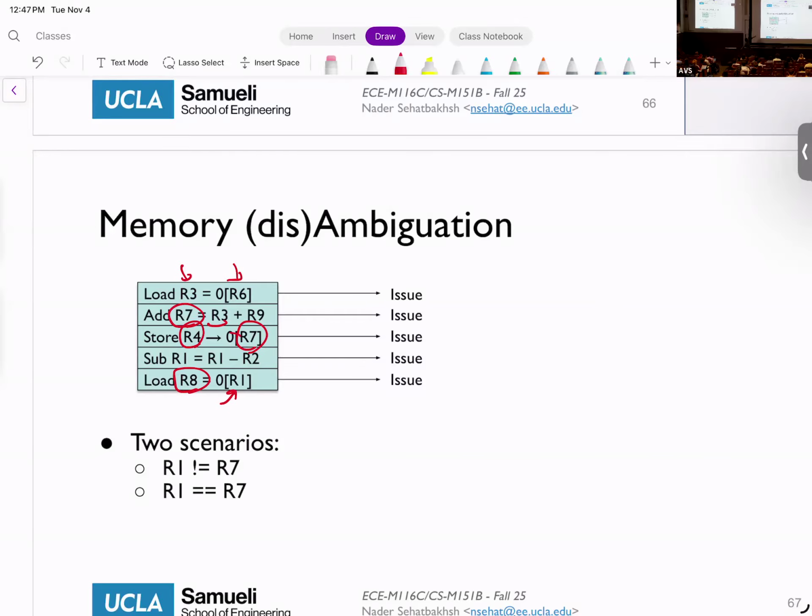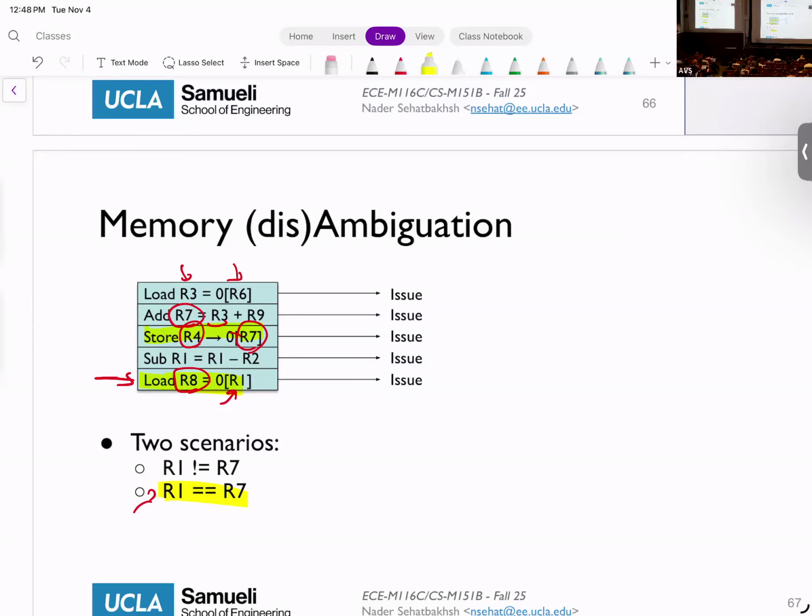Now think about this. If R1 and R7 are not equal to each other, then it doesn't matter when this store happens. I can reorder this store wherever and whenever I want. But if R1 and R7 are the same values, then this load definitely needs to happen after this store.